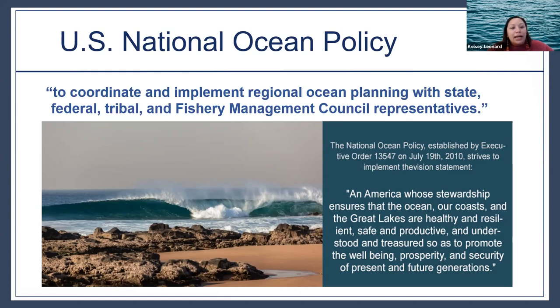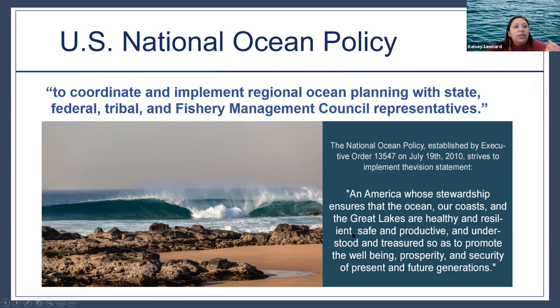And so let's take a step back and I'll tell you a bit more of how I got into this work. So I mentioned federal ocean policy. About 10 years or so ago, the US National Ocean Policy was created. It was established by an executive order under President Obama on July 19th of 2010. It was to coordinate and implement regional ocean planning with state, federal, tribal, and fishery management council representatives. And it really set out a purpose that we can work towards an America whose stewardship ensures that the ocean, our coasts, and the Great Lakes are healthy and resilient, safe and productive, and understood and treasured so as to promote the well-being, prosperity, and security of present and future generations.